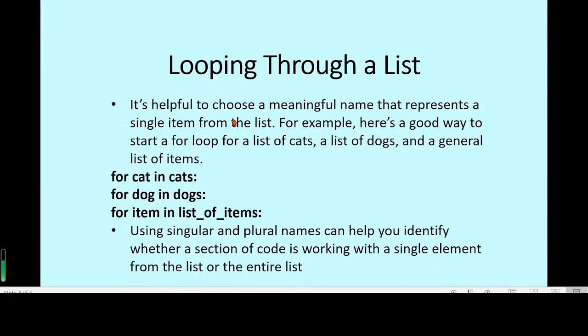It is helpful to choose a meaningful name that represents a single item from the list. For example, here is a good way to start a for loop for a list of cats, a list of dogs, and a general list of items. You can write, for example, for cat in cats, for dog in dogs, or for item in list of items. And using singular and plural names can help you identify whether a section of code is working with a single element from the list or entire lists.